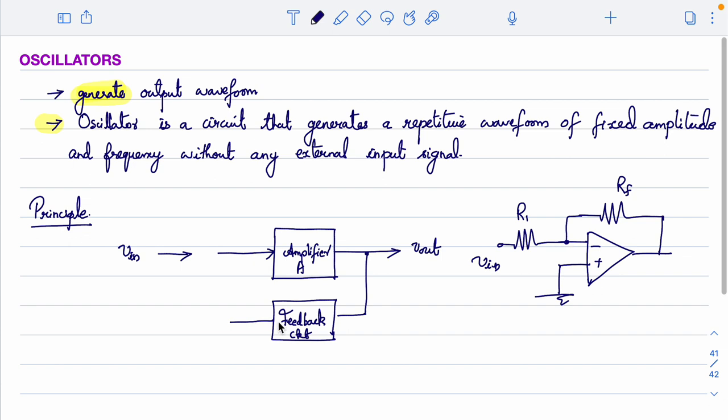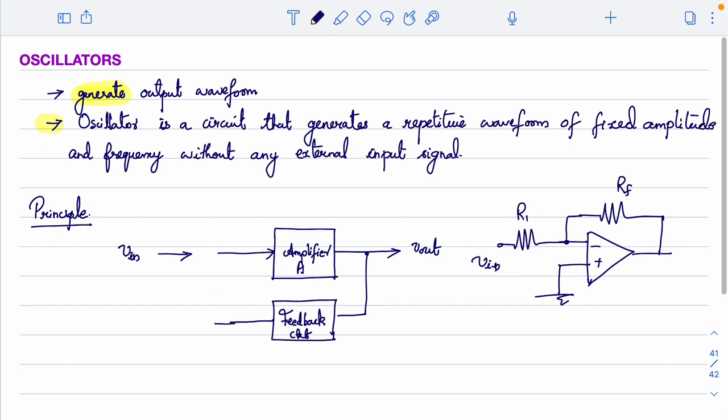So in a similar way, when I feed it back over here, are you guys with me? Are you guys understanding what I'm trying to say? I'm taking a signal from this portion. You can respond in the chat box. I'll be looking at it, yeah.